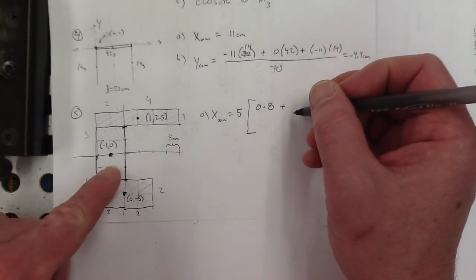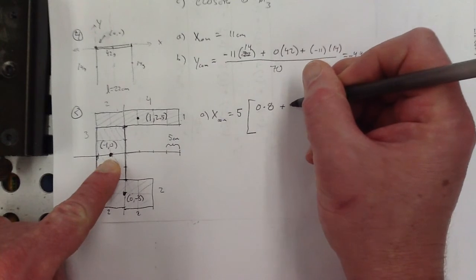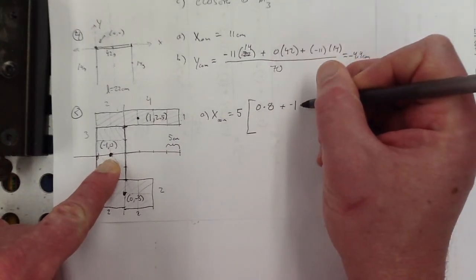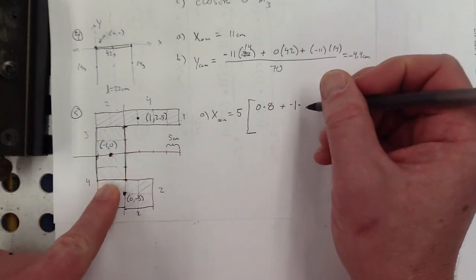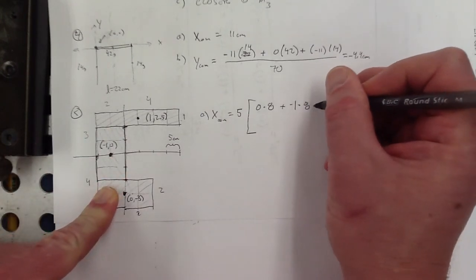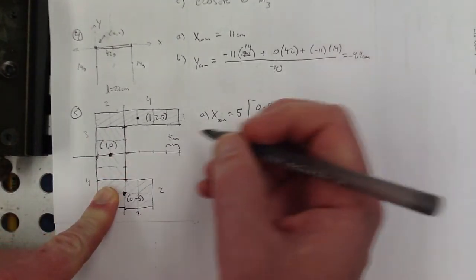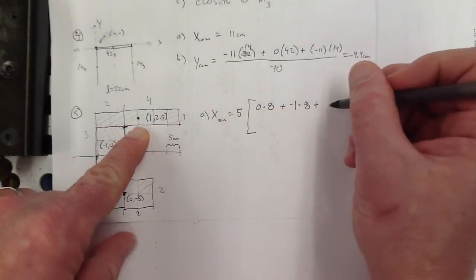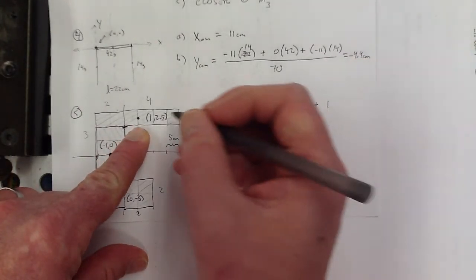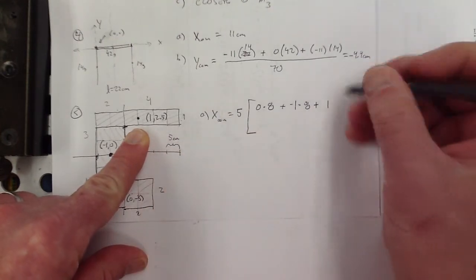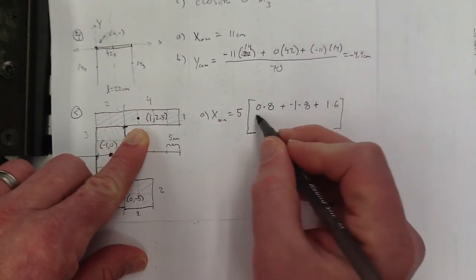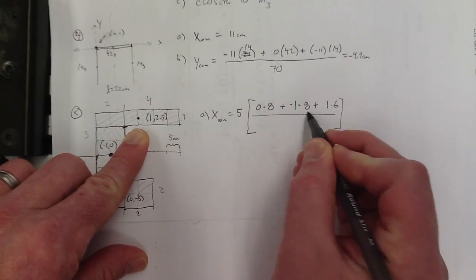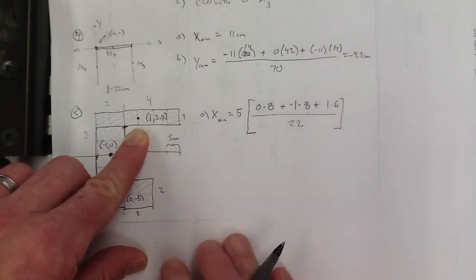How about the x-coordinate of this one? The x-coordinate of this one is -1 times 8 boxes worth of mass, plus the x-coordinate of this one is 1, and that has 6. And the total number of boxes, 8 plus 8 plus 6, is 22.